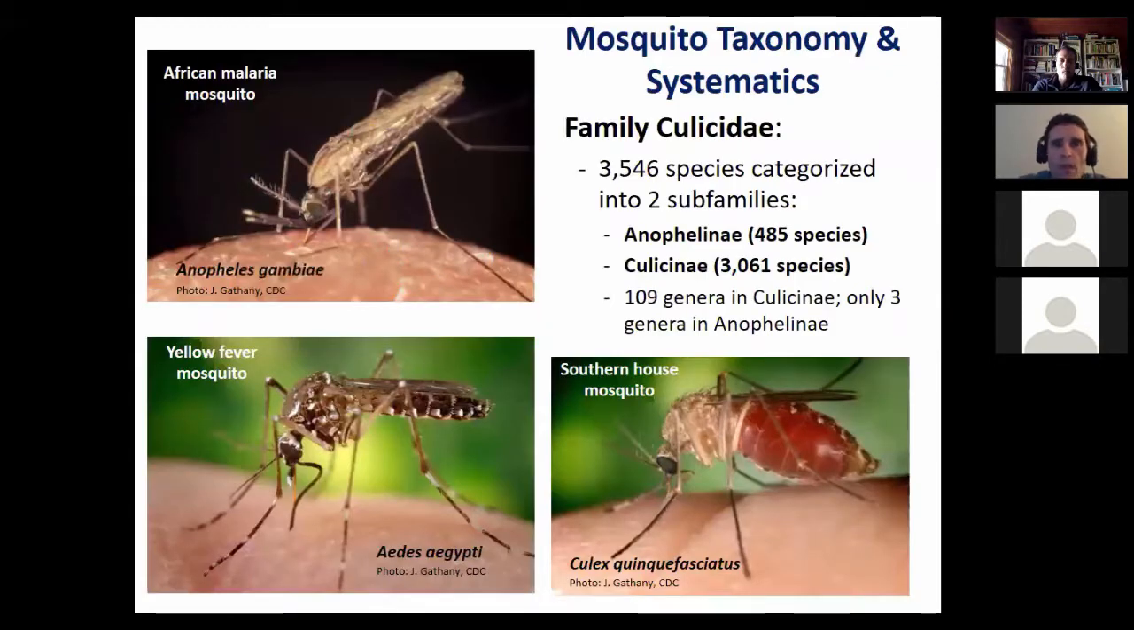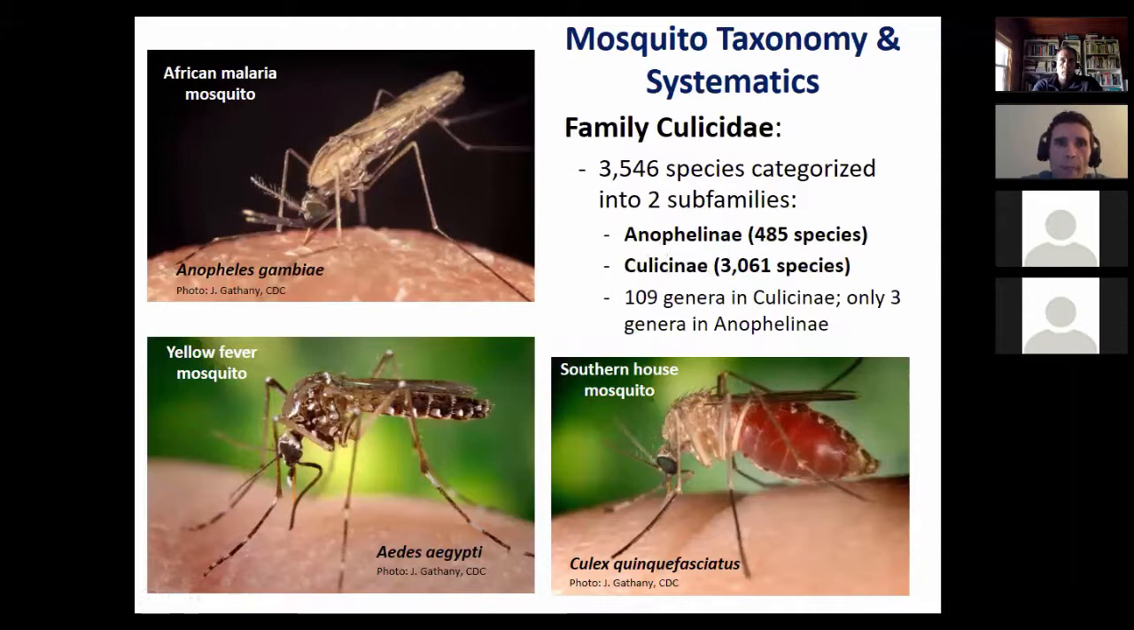Now let's switch gears and talk a little bit about the mosquitoes themselves. So mosquitoes are quite a diverse group of species. They all belong to a single family, but you can see here there are over 3,500 species recognized. And we split those into two subfamilies. I bring this up because this grouping is important for disease purposes.